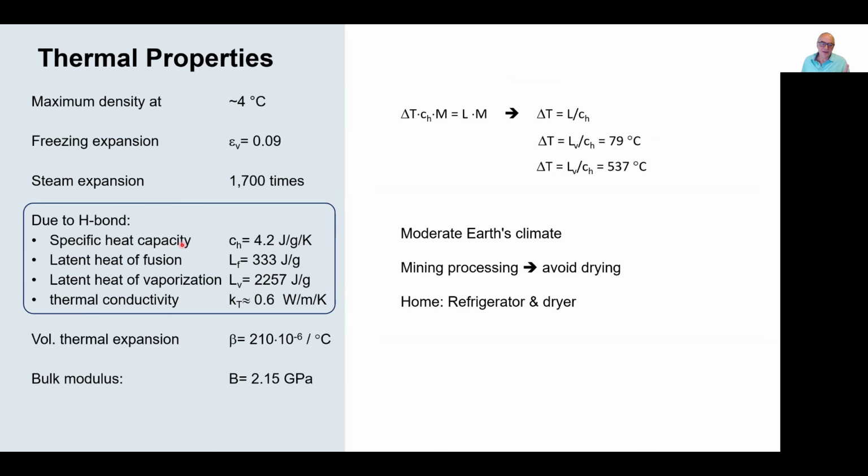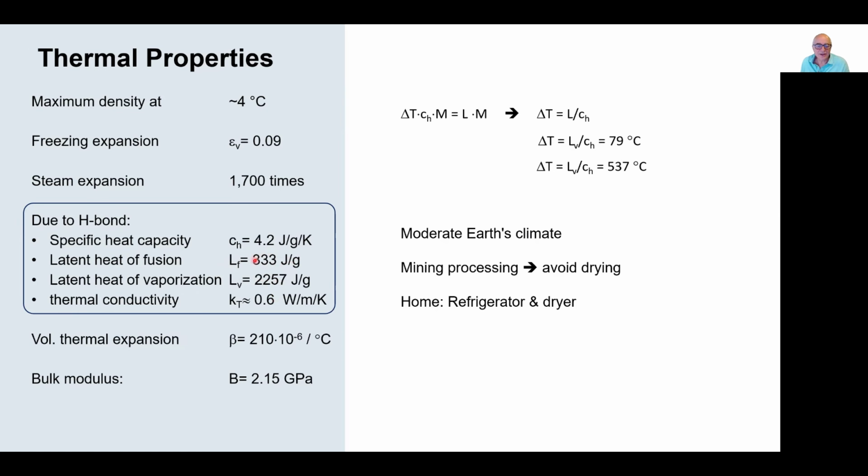Now, because of the hydrogen bond, all the thermal constants of water are pretty much unique. So the heat capacity: it takes lots of energy to change the temperature by 1 degree Kelvin of 1 gram of water. It takes a huge amount of energy to convert ice to water or water to vapor, and the thermal conductivity is very high. Let's put this in perspective.